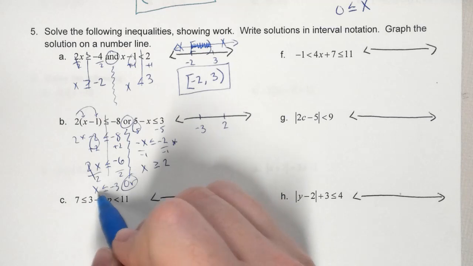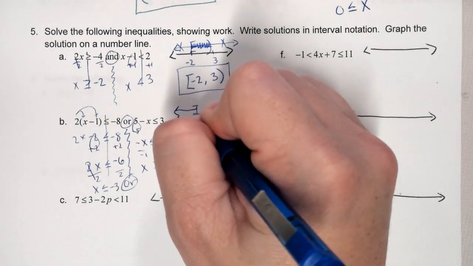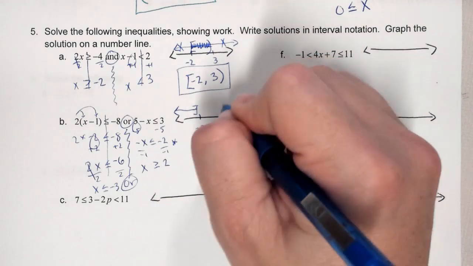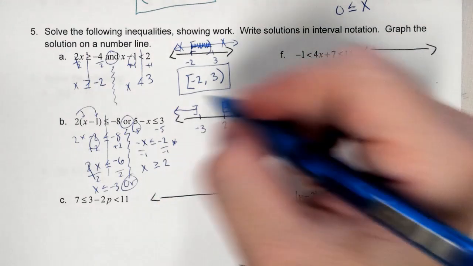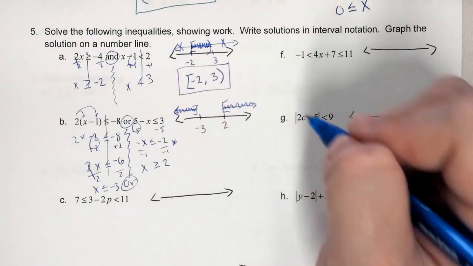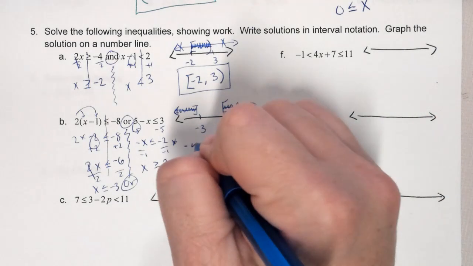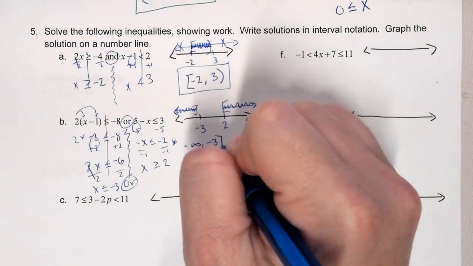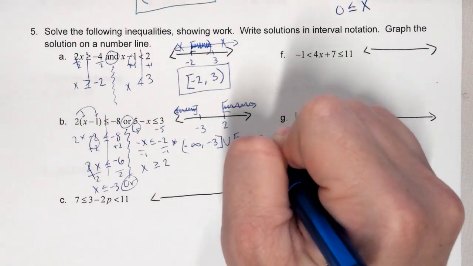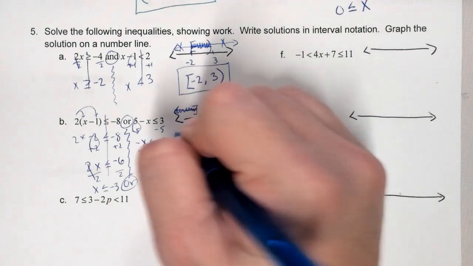That's OR, so x is less than or equal to negative 3. Less than negative 3 goes to the left, equal to gets a square bracket. X is greater than or equal to 2. Looks like this. And it's anywhere I shaded because it's OR, so it's allowed to have that gap. So I have negative infinity to negative 3 with a square bracket. Picks back up at 2 and goes to the right forever with infinity.